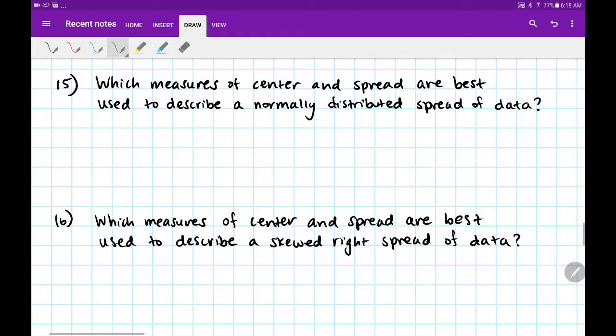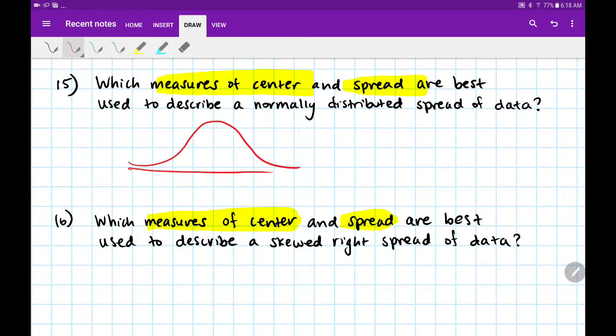Well, 15 and 16 go pretty hand in hand. This is asking us about measures of center and spread. In number 15, it says, what's most appropriate when we have a normally distributed spread of data? So a normal distribution means that there are no outliers. Whenever there's no outliers skewing our data, we will use the mean and the standard deviation.